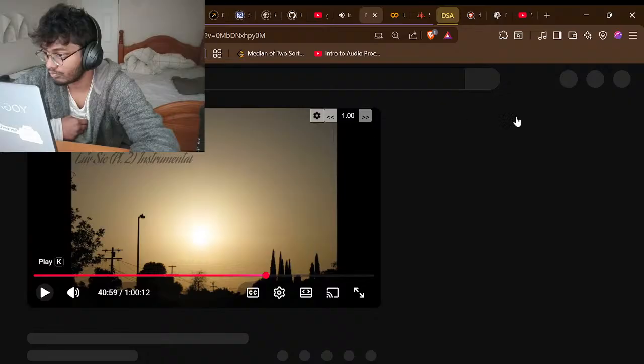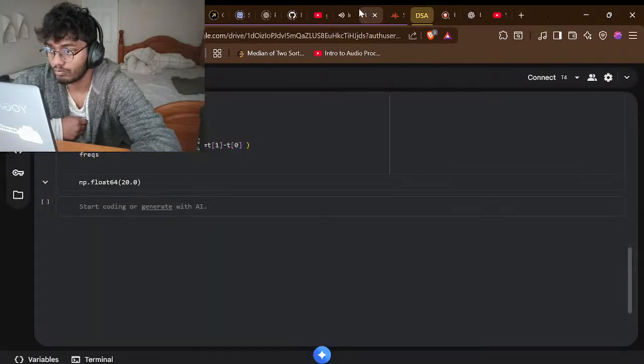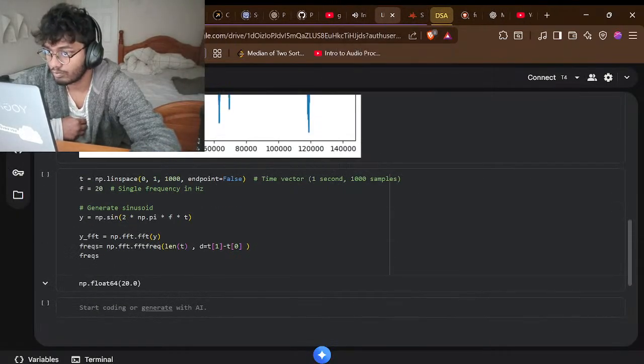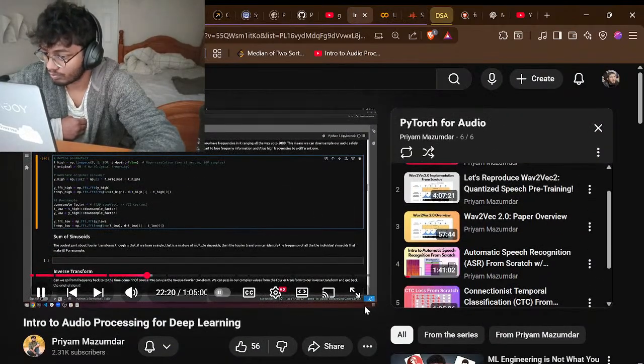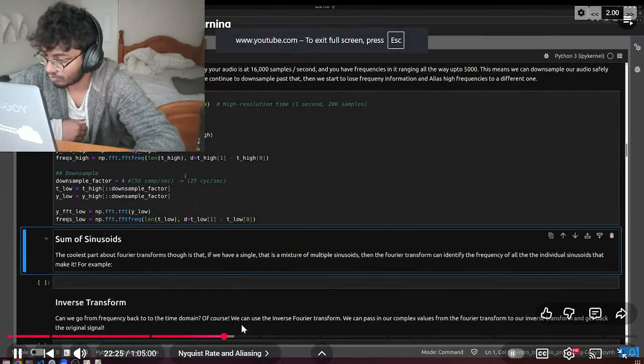It's just going to be the Y high, again, downsample factor. So I've gone ahead and downsampled everything by a factor of 4. And then just like before, we're going to apply our Fourier transform to the downsampled data, get the frequencies of the downsampled data. So there we go. And now let's go ahead and plot it.